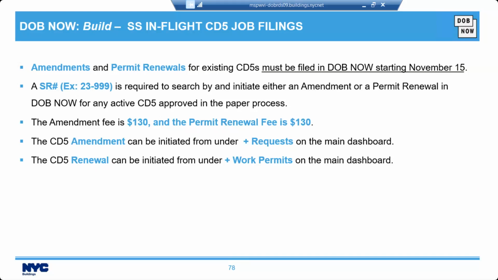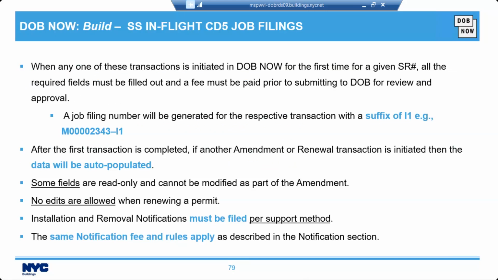The CD5 amendment can be initiated from under the plus requests on the main dashboard, and the CD5 renewal can be initiated from under the work permits on the main dashboard. Now, when any of these transactions is initiated in DOB NOW for the first time for a given SR number, all the required fields must be filled out and a fee must be paid prior to submitting to DOB for review and approval.